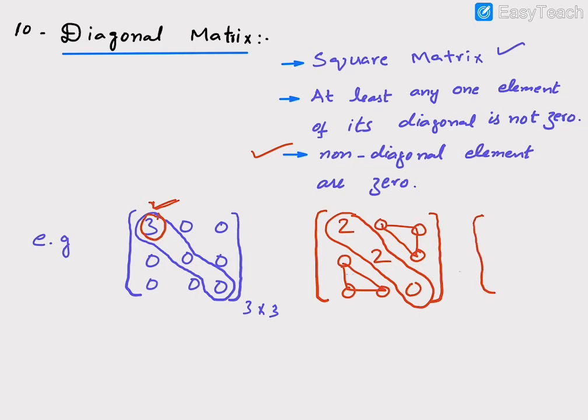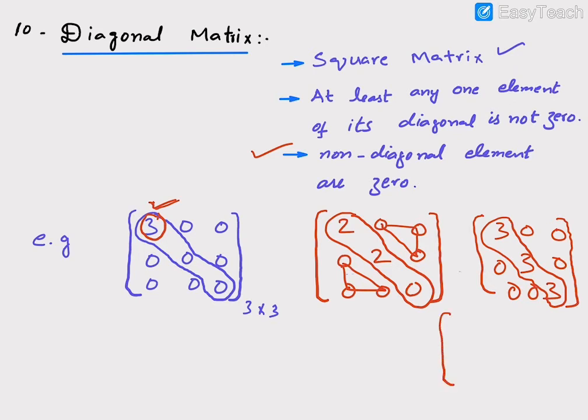I can also write like this one, 3 3 3 0 0 0 0 0 0. This is also a diagonal matrix. All elements may be same also, no problem. I can also write 1 0 0 0 1 0 0 0 1. So this is also a diagonal matrix. Okay.